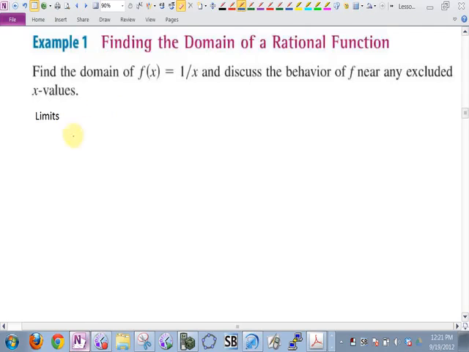All real numbers except for 0. So one of the ways you can write that is you can just say x does not equal 0. Or in interval notation, you could say negative infinity up to 0, unioned with 0 up to infinity. Or you could literally write a sentence, all real numbers except for 0. I don't care.